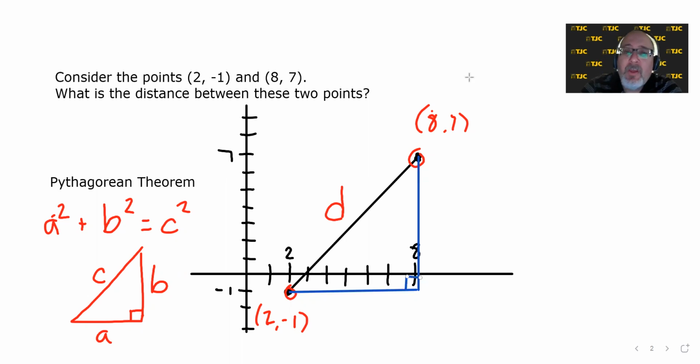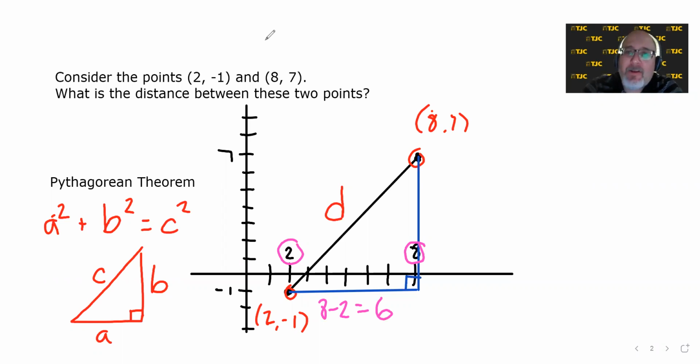Because think about it. The blue side on the bottom, going from left to right, begins at 2 and ends at 8. And so that bottom side of the triangle represents the distance between 8 and 2. Well, we can just subtract those, 8 minus 2, and that'll give us 6. So we know how long that bottom side is.